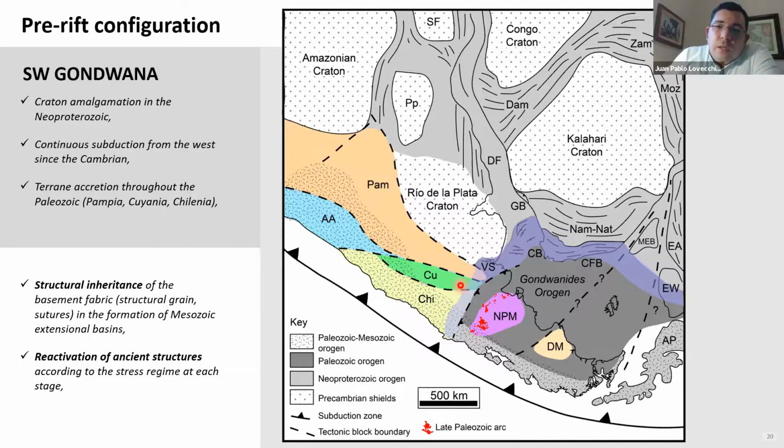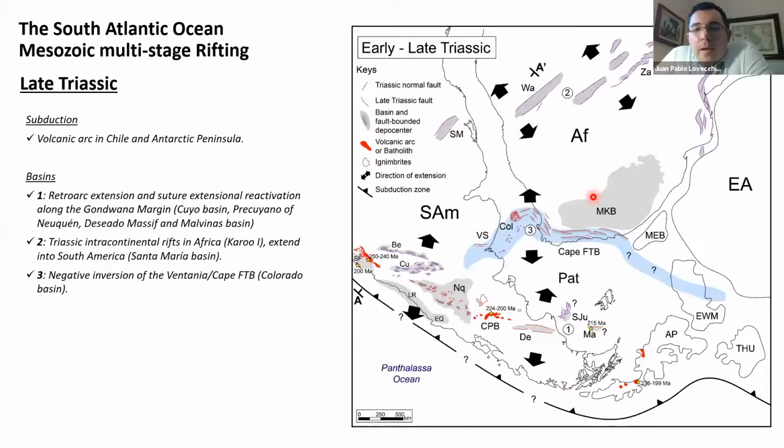This Patagonia terrain accreted in the Permian and produced a fold and thrust belt that can be followed between the Ventania system in Buenos Aires, across the Colorado Basin, and in the Cape Fold and Thrust Belt in South Africa. So we wanted to see how the Mesozoic rifting occurred.